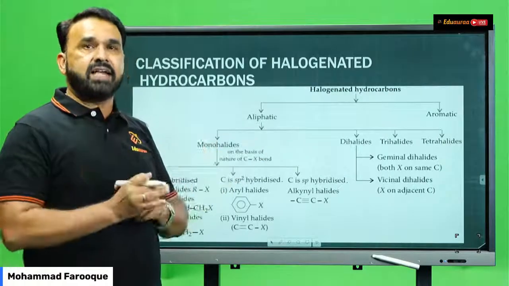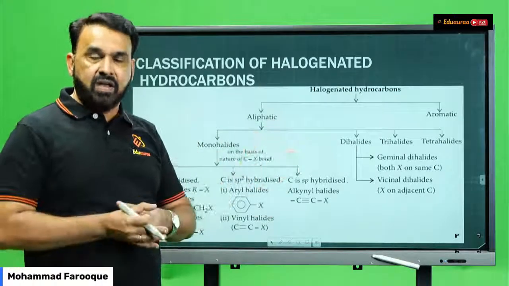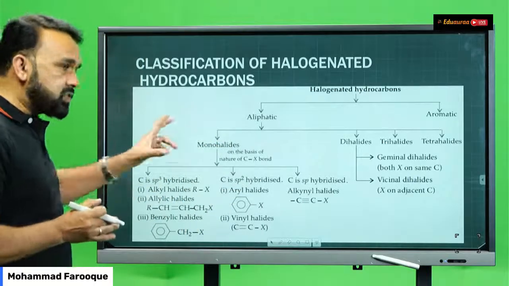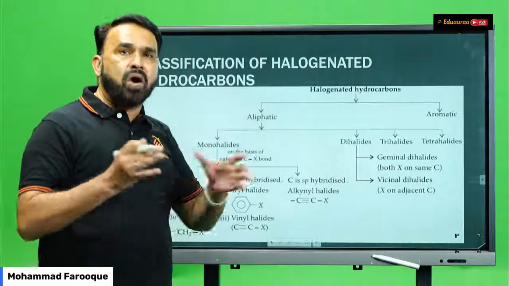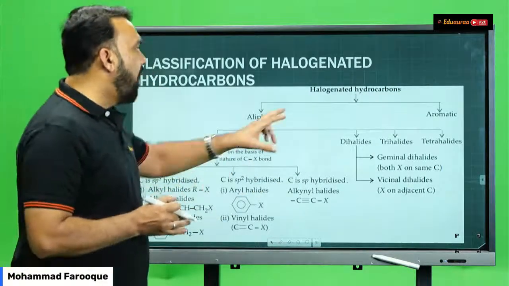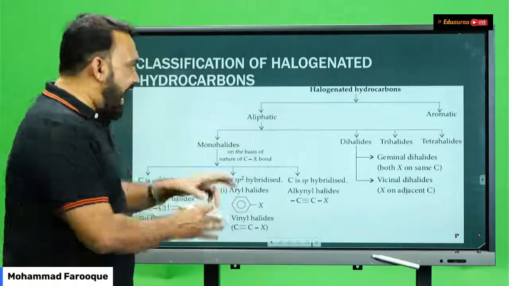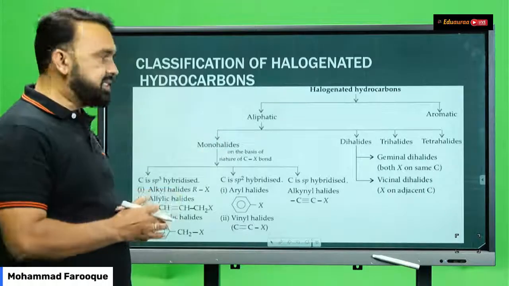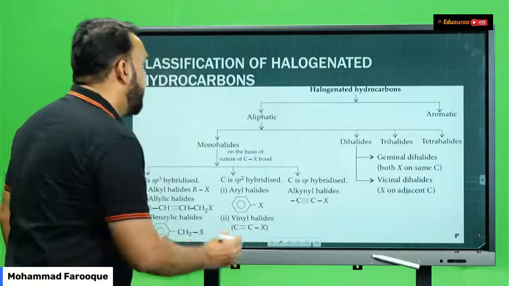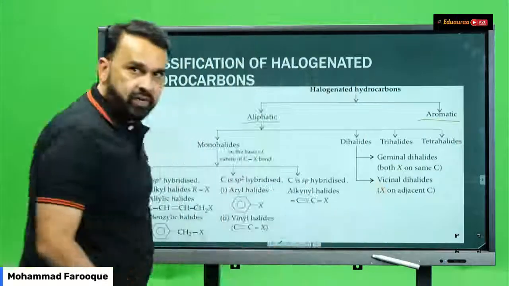But you will see that halogen derivatives of alkanes and halogen derivatives of arenes are studied in detail in this particular chapter. First of all, students, let us go into the broad classification of the halogen derivatives or halogenated hydrocarbons. Halogen derivatives of hydrocarbons are broadly classified as aliphatic and aromatic, students, right?